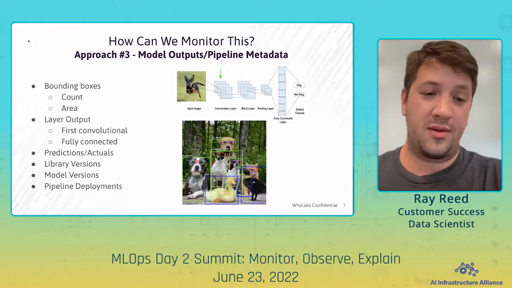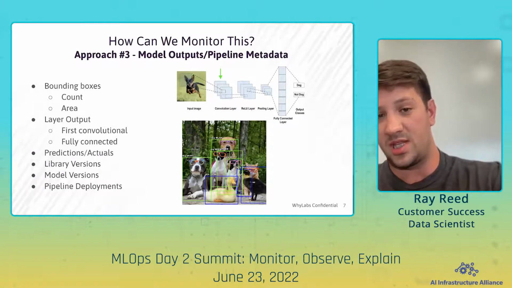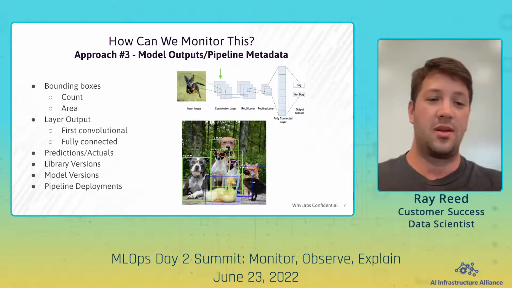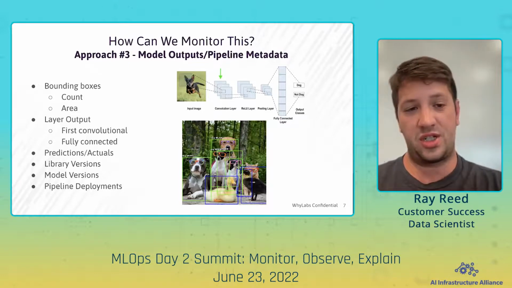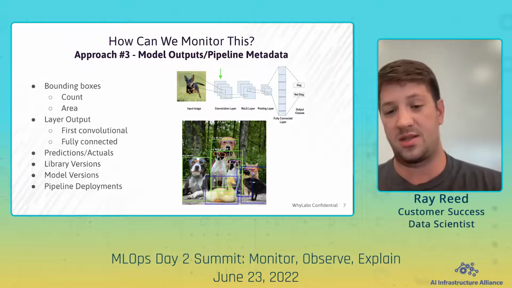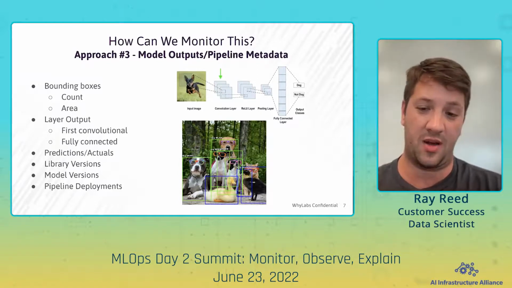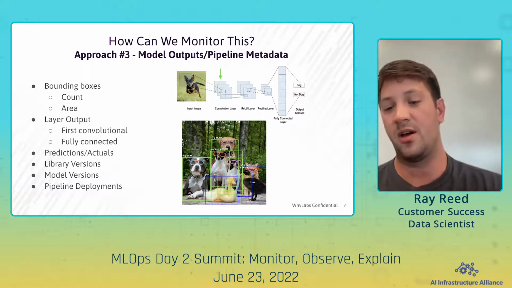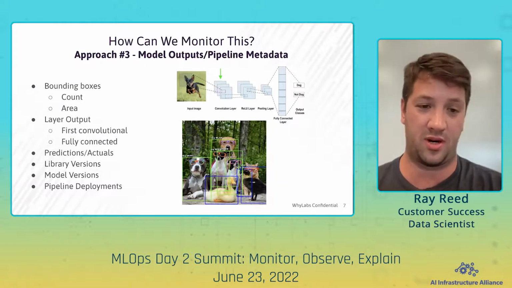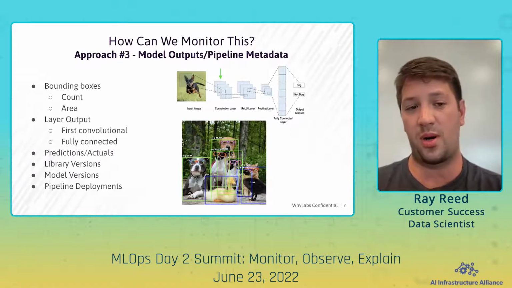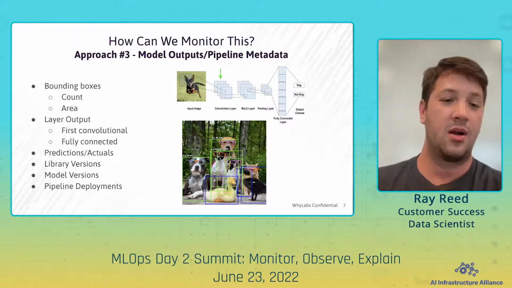So there's another thing that we could do as well. Instead of just looking at the images themselves, we could look at the model outputs that we're feeding these images into. In the case of object detection, we could look at the bounding boxes that our model generates. We could look at the count for how many objects we have, and we could look at the area of the bounding boxes as well, which represents how big our object is within our image. That could be done for both the model output as well as the ground truths if we have them.